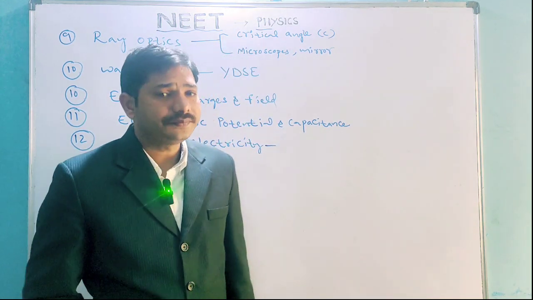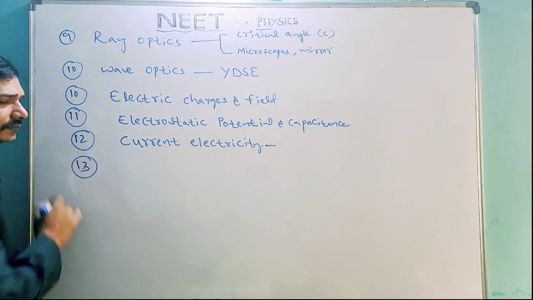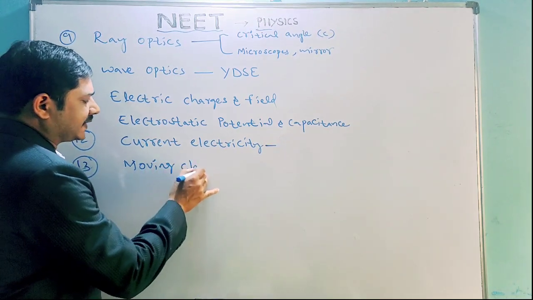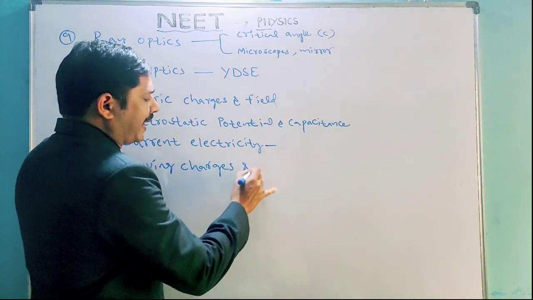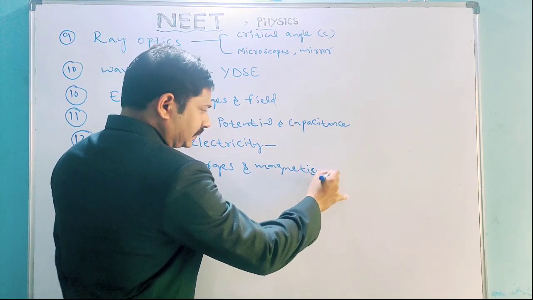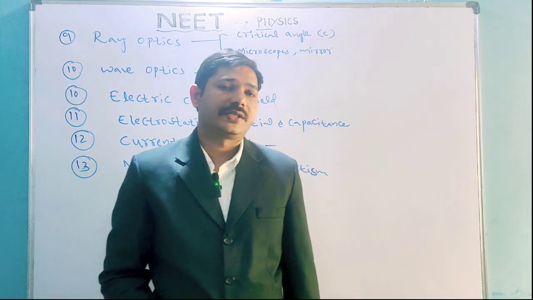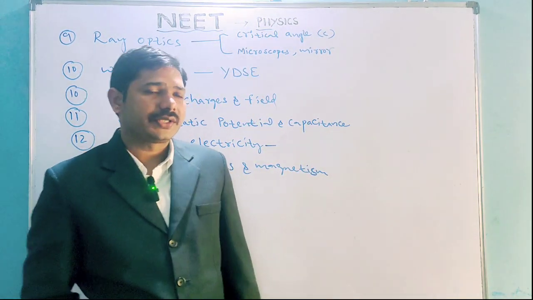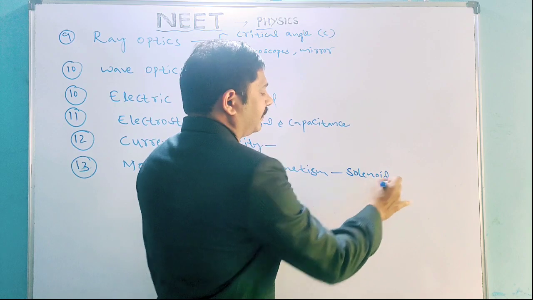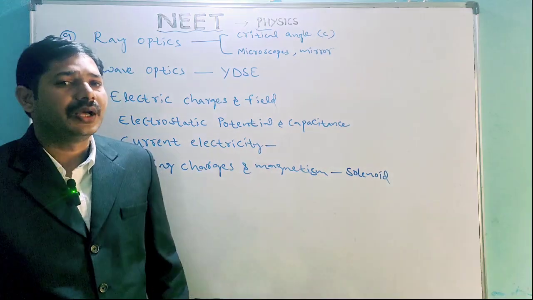Okay, so here, the 12th one, 13th one, moving charges and magnetism. From moving charges and magnetism, there are Biot-Savart law and Ampere's law questions. Next, solenoid questions they are regularly asking. Later, magnetism and matter, about the magnetic field.